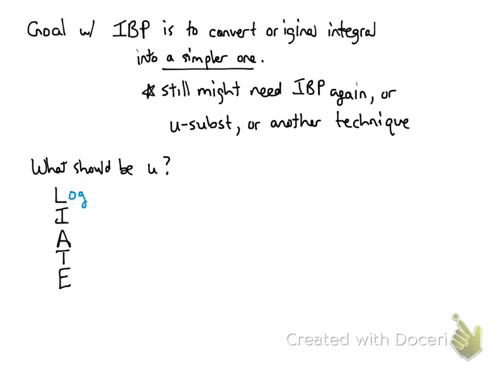So the best thing is a log function. If you've got a log function there, let that be equal to u. If you don't have a log but you have an inverse trig, pick that for u. If you don't have one of those but you've got something algebraic in your product, like a polynomial or a square root of x or something, that's a good third choice. Trig functions are next in the hierarchy, and finally exponential functions. So we're kind of going down, right? You want u to be the first one of these that exists in your integral, and then dv is the rest. So there are lots of examples in the book.